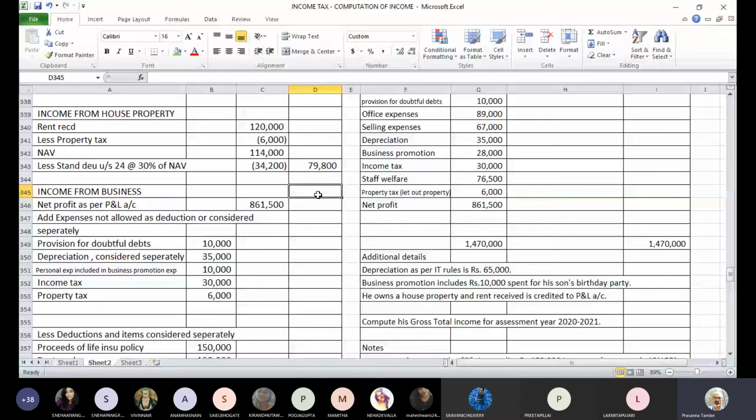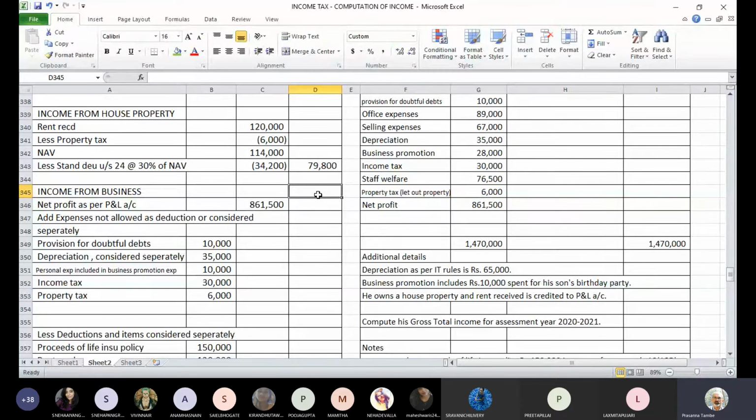From that we claim the deduction for property taxes, municipal taxes paid during the year, which are 6,000. You get the net annual value of the property, which is 1,14,000. There is no home loan or other information, so we can't claim a deduction for interest. But standard deduction is available under section 24, which equals 30% of the net annual value. So you claim that deduction and the balance 79,800 will be taxable income from house property.